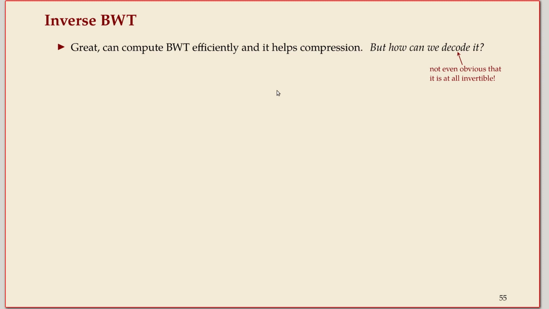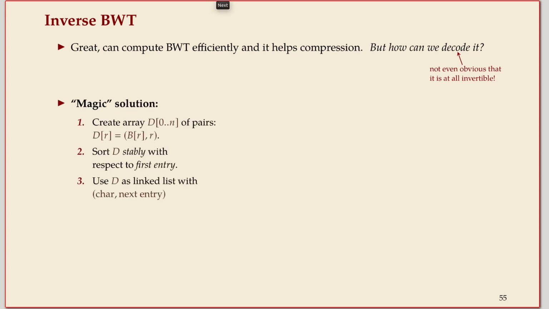But if we want to use this, we also have to decode it, and we have to be able to recover the original text. How should that be possible? It seems like when you sort things, you completely forget what the unsorted part was like. But not so for the BWT. There's a really magic algorithm for doing this. If you just see this, it seems to magically work. So the magic algorithm is as follows.